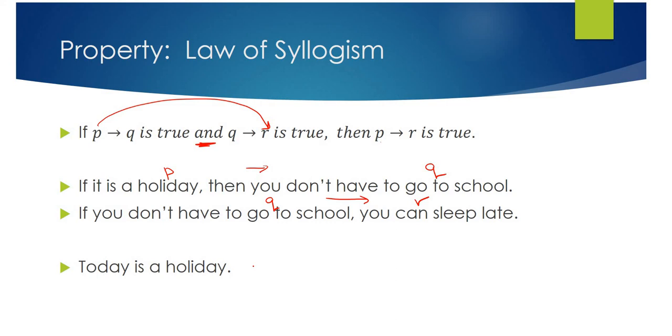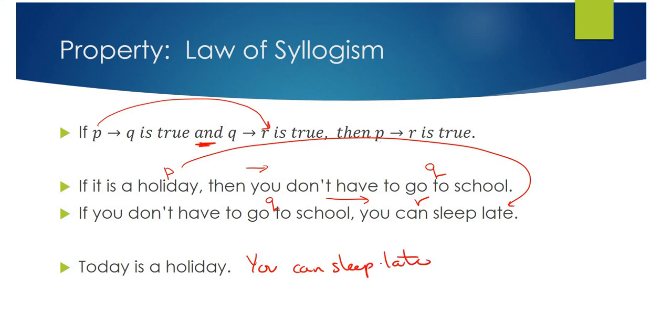So today's a holiday. What's your conclusion? We're not going to say we don't have to go to school. We're going to use our law of syllogism and go straight to today is a holiday, so you can sleep late. Okay? All right, we'll do a couple more of those in class. We'll do some on the homework. Make sure you've taken all the notes, and that should be it for today.